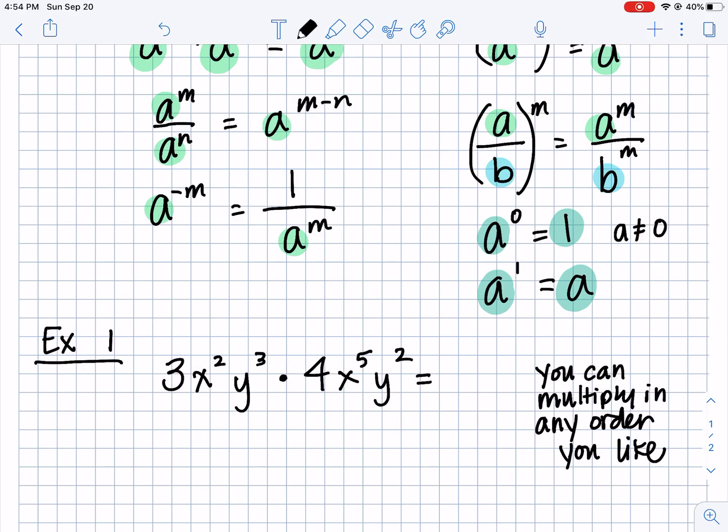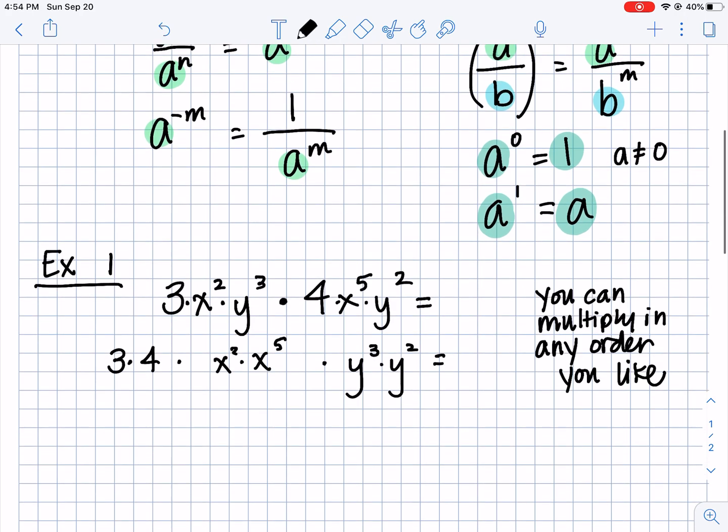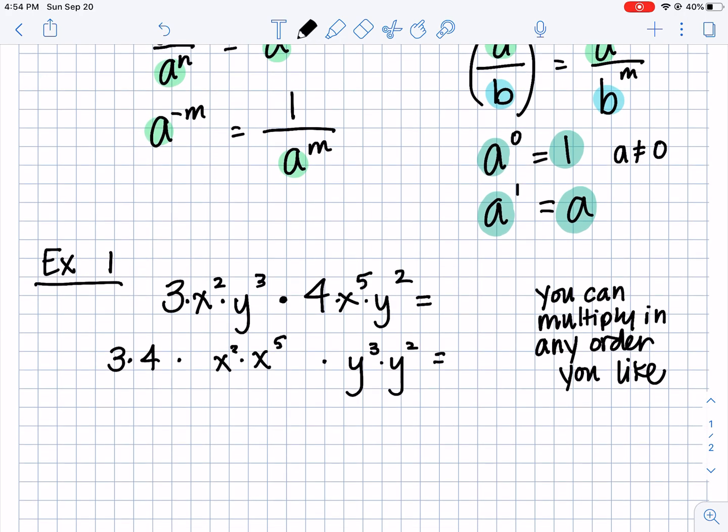So if these are all being multiplied, I could say, well, 3 times 4 is one problem, and then I'll multiply that by x squared times x to the 5th, that's another problem, and y cubed times y squared, that's another problem. So those two things are equivalent, and then I can just do the multiplication, remembering that when I multiply powers with like bases, I add the exponents.